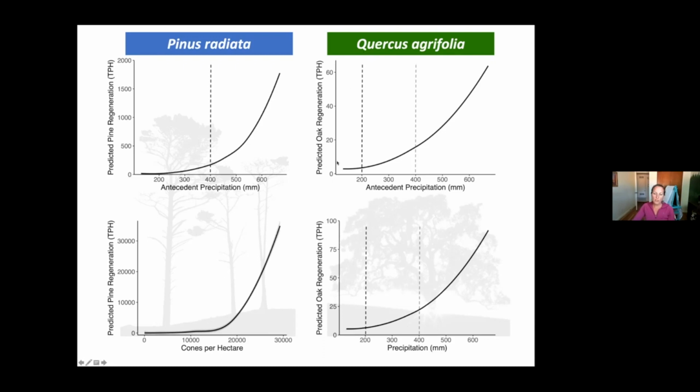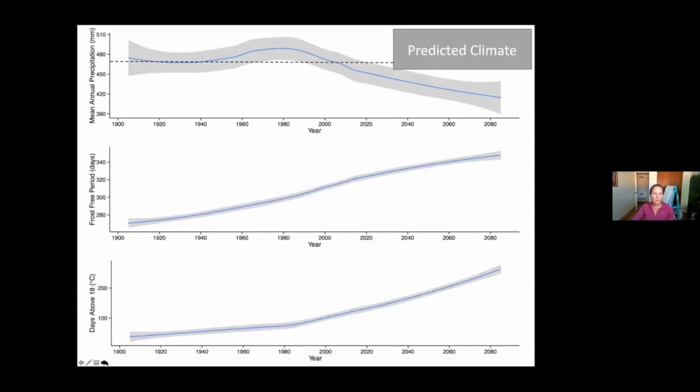For coast live oak regeneration, we see the same. Previous year's rain leads to increases in regeneration. And then we also see the current year's rain has an influence. So it requires multiple years of precipitation inputs to be successful.